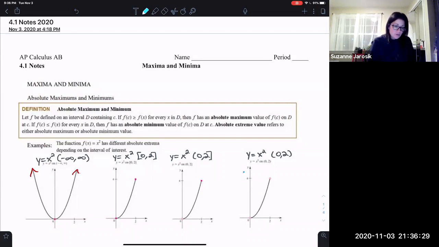I am here with 4.1 notes. We are going to start chapter 4, which is applications of derivatives. So if you don't have your notes printed out yet, please pause and take a minute to print those out or get your notebooks out so that you can take notes.